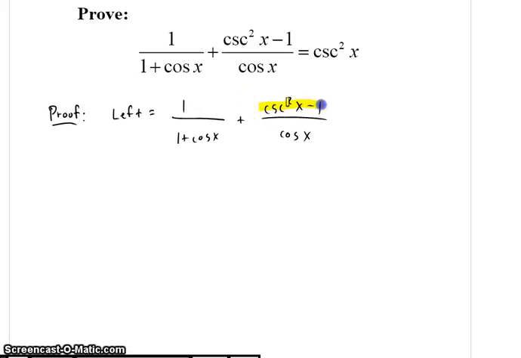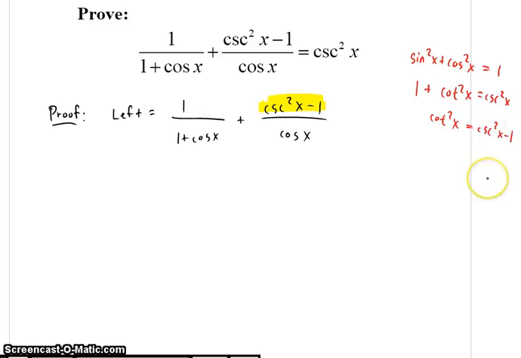Well, I could certainly change everything into cosine and sine. I could do that. But I do recognize that cosecant squared x minus 1 is an identity. It's actually equal to cotangent squared of x. Remember, and this is done off to the side here, this Pythagorean identity. If I divide everything by sine squared x, I get this. And if I subtract 1 from both sides, I get that. So what I can see is that cosecant squared x minus 1 is equal to cotangent squared x. So I'm going to make that substitution just because I think it's going to be simpler.